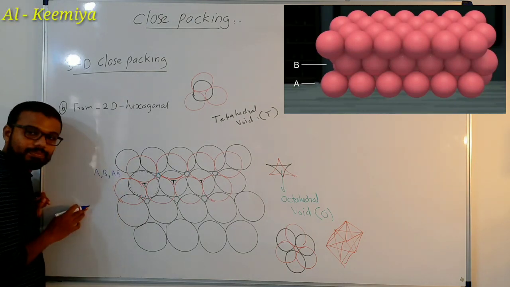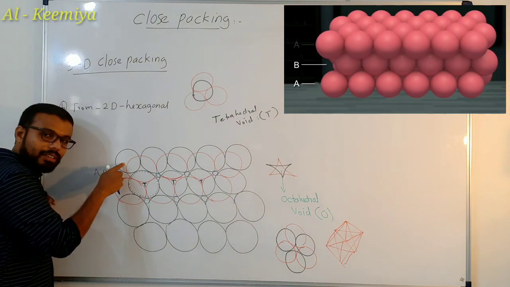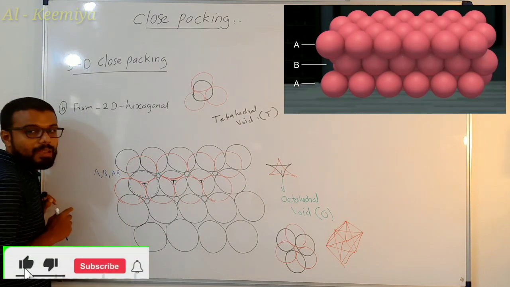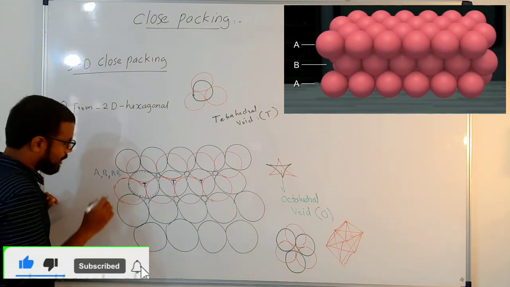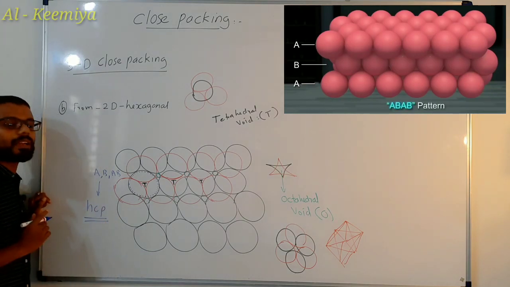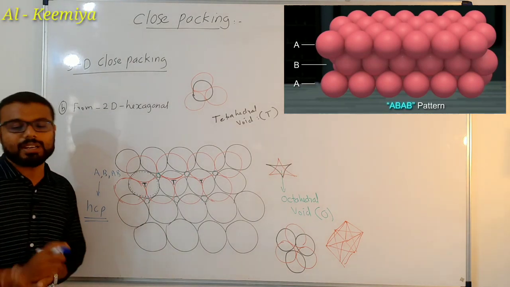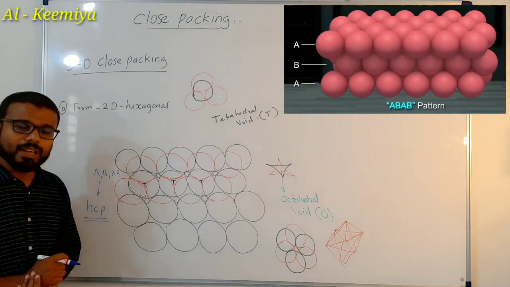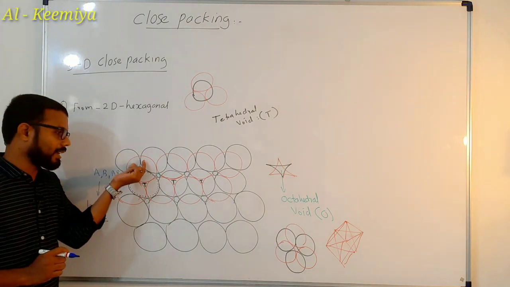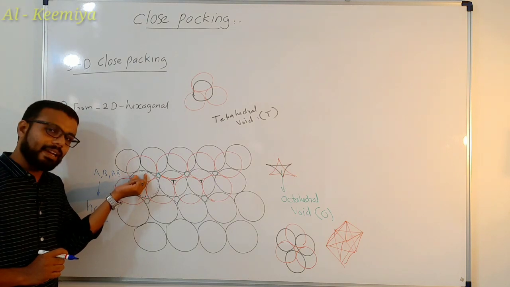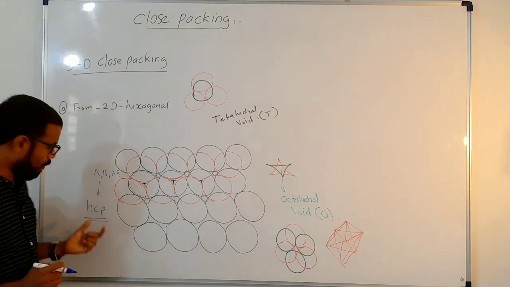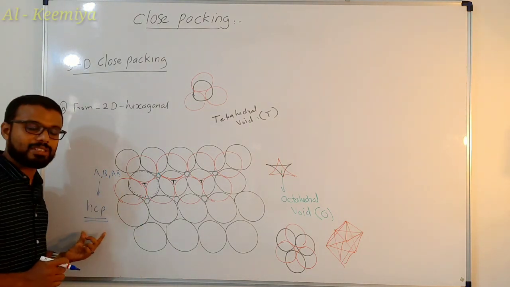ABA arrangement. Because first layer black, second layer red, third layer blue again exactly above the first layer. So this type of arrangement is called HCP, or hexagonal close packing, 3-dimensional hexagonal close packing. First layer black, second layer red, third layer blue, again exactly above the black you can see here. Therefore it is ABA type arrangement, HCP.